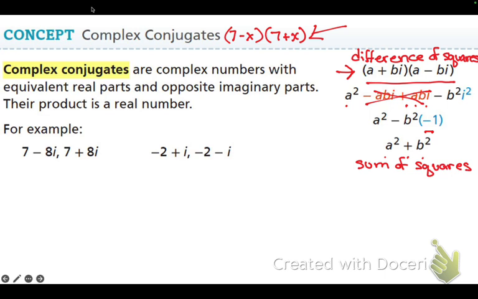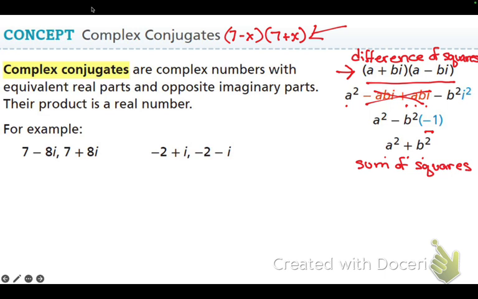Okay, we cannot leave negative exponents in a denominator. We cannot leave radicals in a denominator. And we cannot leave imaginary numbers in denominators. So we have to use conjugates to get them out. So that is what you're doing today. You're using complex conjugates or conjugates to remove the imaginary number from the denominator.